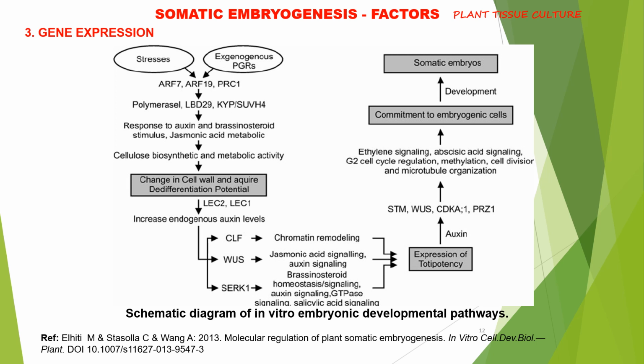de-differentiation of the cell. After dedifferentiation, the endogenous level of auxin increases, which regulates the expression of many genes like Wuschel genes, CLF, somatic embryogenesis receptor kinases. All this leads to chromatin remodeling, salicylic acid and jasmonic acid signaling pathways, leading to totipotency of the cell. This, in presence of auxin, further activates an array of signaling molecules and gene activation, leading to induction of embryonic cells.